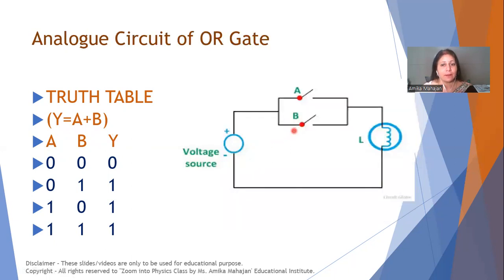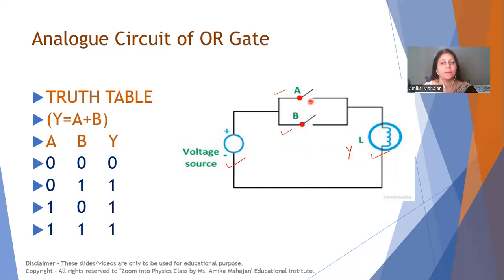Now, what is this? This circuit is actually equivalent circuit representing OR gate. Here we are using two switches which are arranged in parallel form to each other and connected further to lamp and voltage source. This lamp will represent output Y. Now, how it works? If A is 0, B is 0, it means inputs A and B are in off state. That means these switches are not closed.